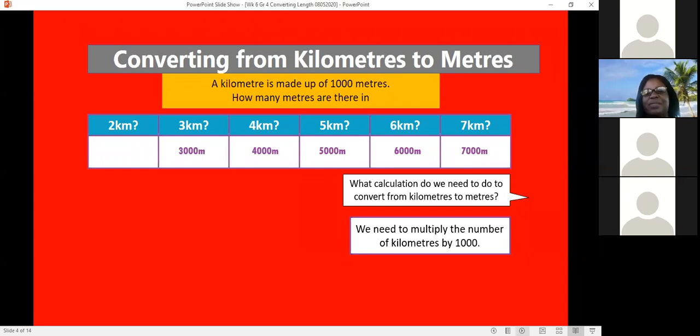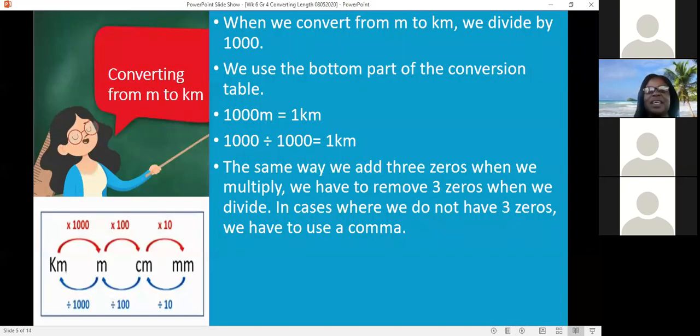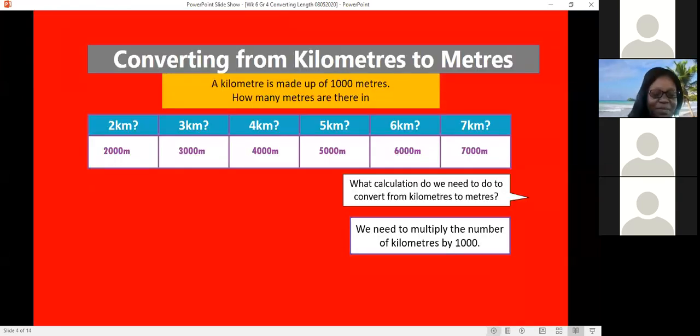And then, grade fours, I want to see something. Now, remember, we're converting from kilometers to meters. So the next slide that I haven't projected yet, we are converting from meters to kilometers. Is there anyone who knows what we have to do? We said when we convert from kilometers to meters, we multiply by 1,000. So now we are converting from meters to kilometers. Is there anyone who maybe has an idea of what we have to do before ma'am talks?